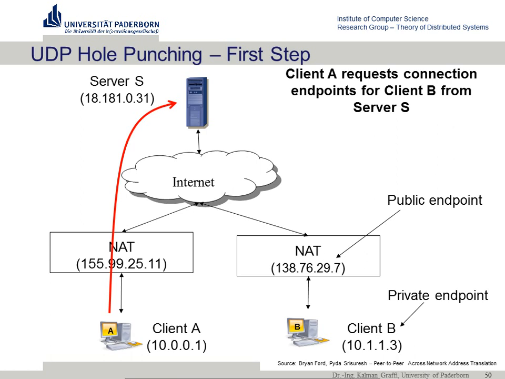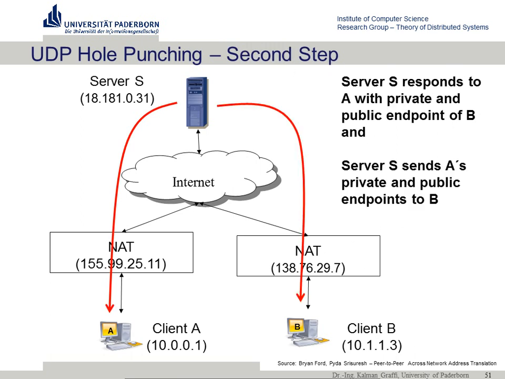So the idea is that with the help of some public node, you try to establish a connection between these two. Here you see the private IP addresses, here you see the public IP addresses, and this is the public node that you can contact. What you want is a connection between both, but they cannot communicate with each other because they don't know the internal addresses and they don't have this mapping enabled. So first of all, A sends a message to the server: I would like to communicate with B.